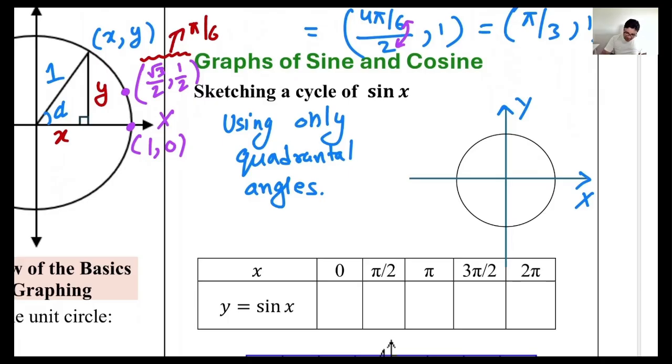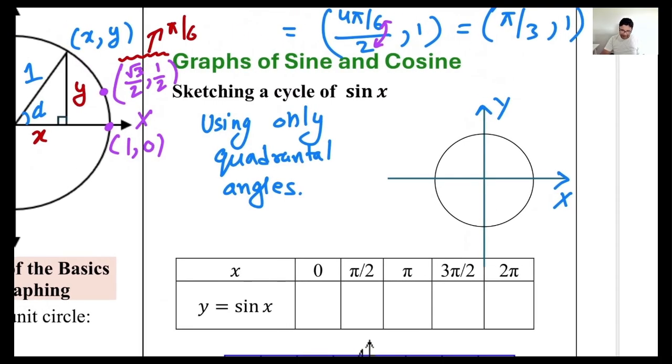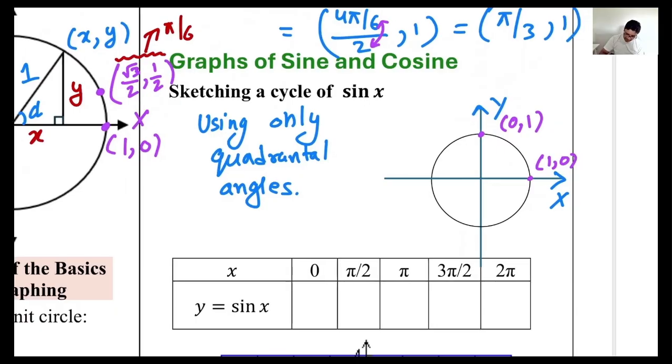Later we will talk about using more angles, and maybe for some other ratios we might need more than just the quadrantal angles. Let us do this first. Okay. So we are looking at the values at 0 degrees where the coordinate is 1, 0. I'm going to go around and write the coordinates. At pi over 2 where the coordinate is 0, 1. At pi, let me also write the angle next to it.